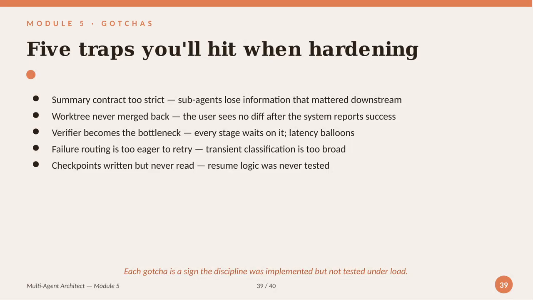Common gotchas. 5 traps you'll hit when hardening a Module 4 diagram into a Module 5 system. 1. Summary contract too strict. Subagents lose information that mattered downstream. The summary capped at 280 characters became 320 in practice, and the cap clipped the part that the next agent actually needed. Loosen the cap, or expand the schema with a structured field for what was missing.